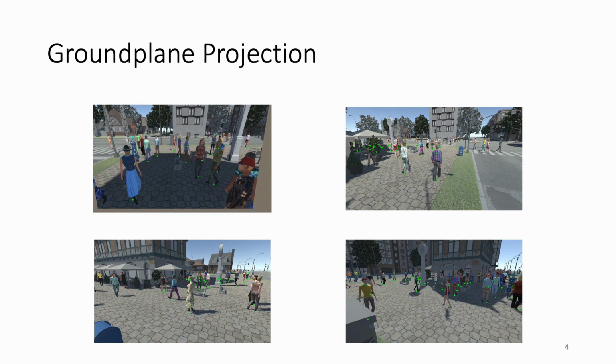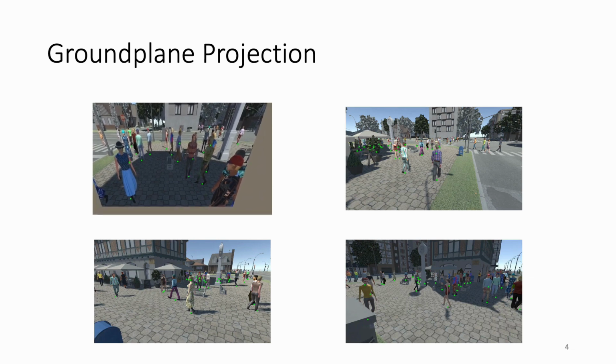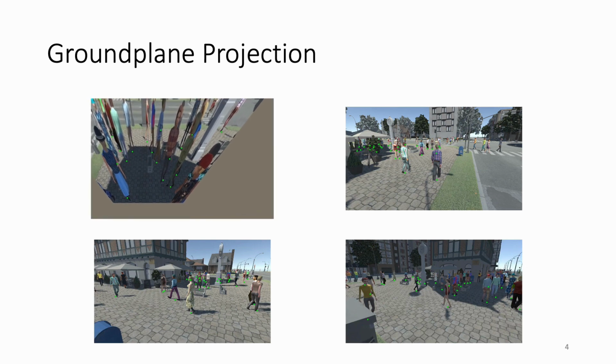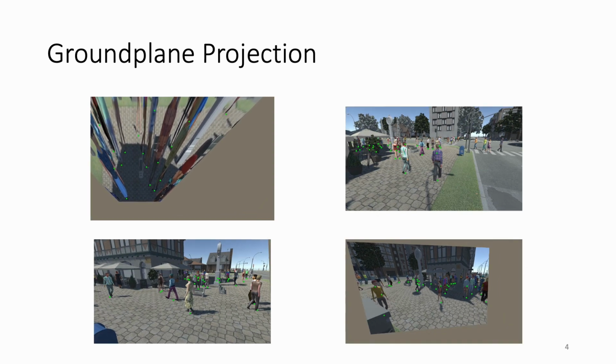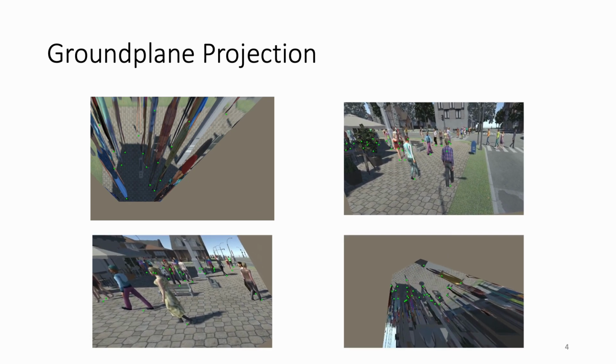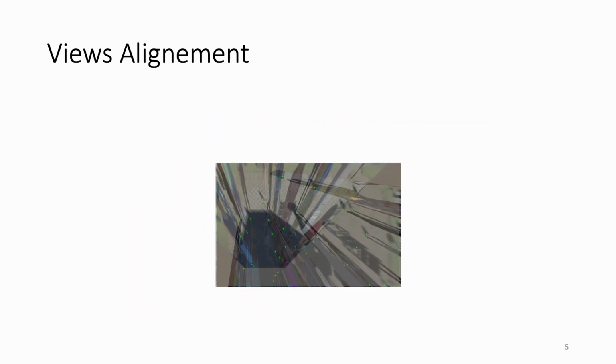To align our multiple views, we project them onto a common ground plane. These projections are computed from the parameters of the calibrated cameras. In the animation currently playing, you can see how the different views are projected onto this ground plane. Once projected onto this common ground plane, multiple views can easily be aggregated since they are spatially aligned.